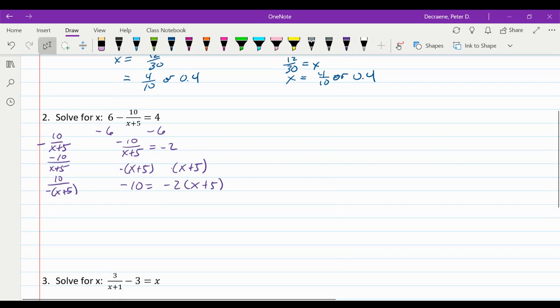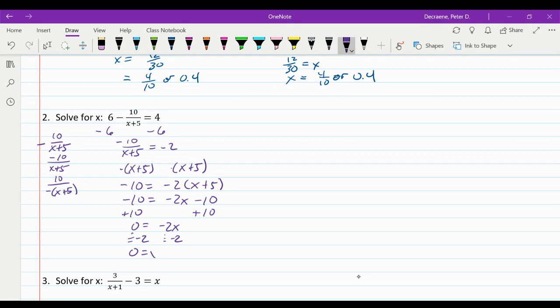We can distribute or just divide by -2. I'm going to distribute. -10 equals -2x minus 10. Yep, that's right. So now I add 10 to both sides, and I get 0 equals -2x. So if I divide by -2, x equals 0.